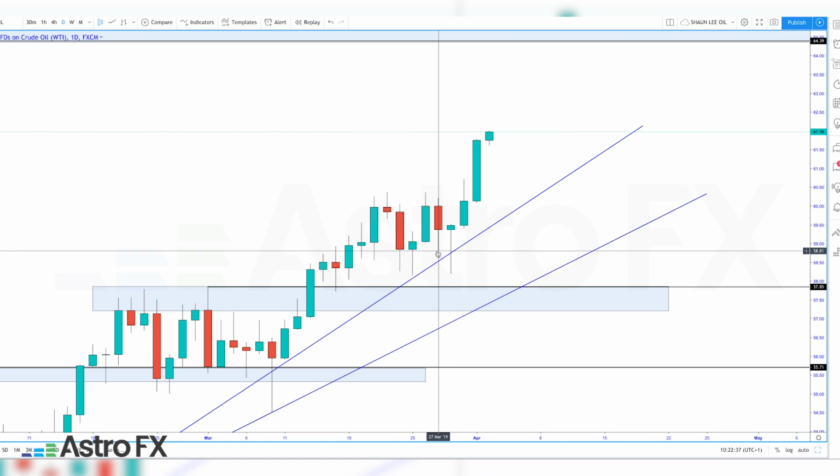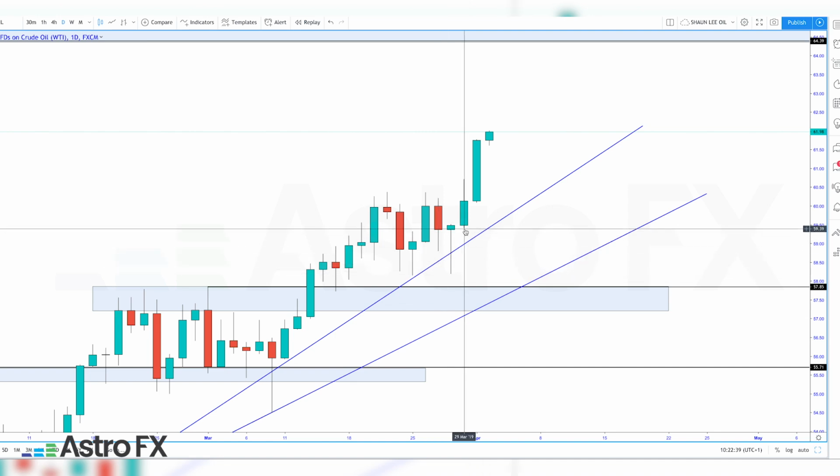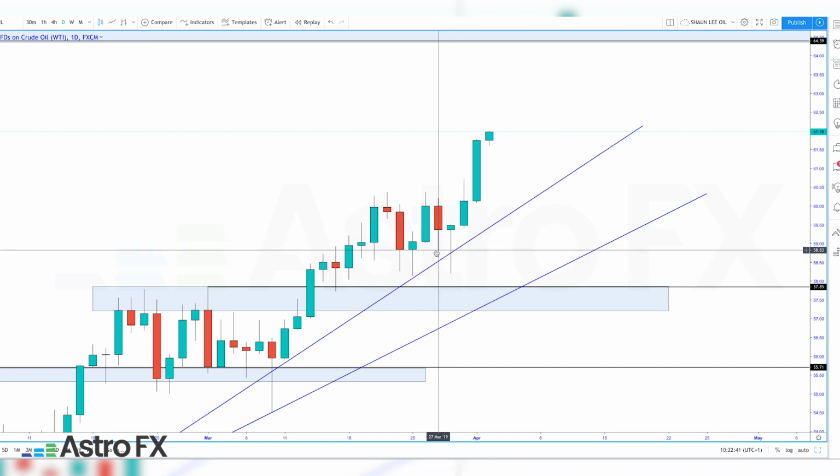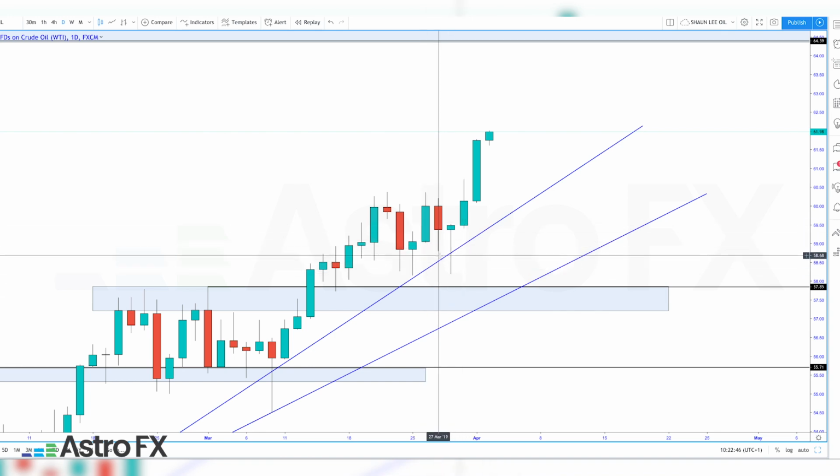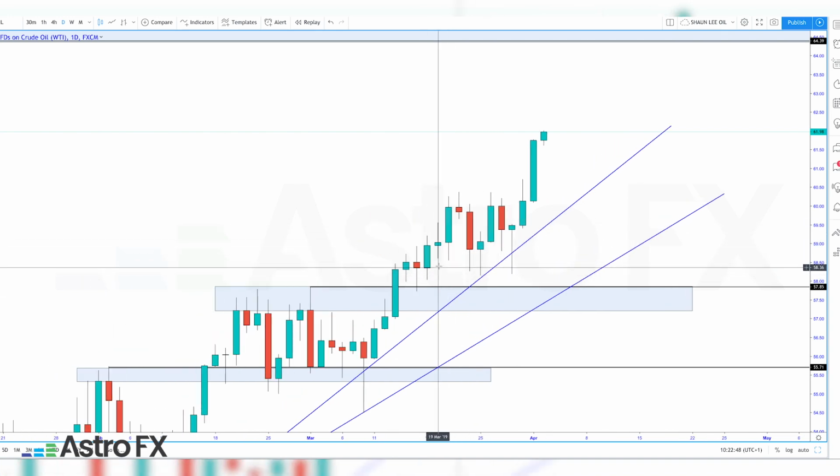We have 1, 2, and 3. That is still considered a 3-pin formation. 1, 2, 3. Carves out the bottom. Okay, spikes into the trend line. We also have the break of structure here. 1, 2, 3, again, right there.